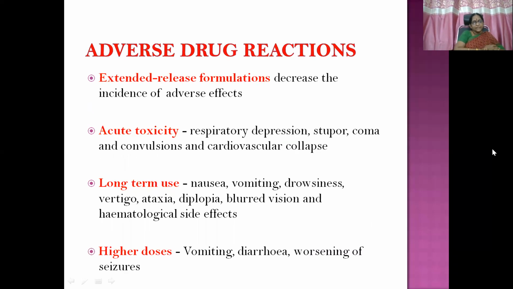Then we have extended release formulations. Acute toxicity can give rise to respiratory depression, stupor, coma, convulsions, and CV collapse. With long-term usage, the patient may exhibit nausea, vomiting, and miscellaneous effects like drowsiness, vertigo, ataxia, but also diplopia and blurred vision, so the eye is involved here. High doses cause vomiting, diarrhea, and worsening of seizures.